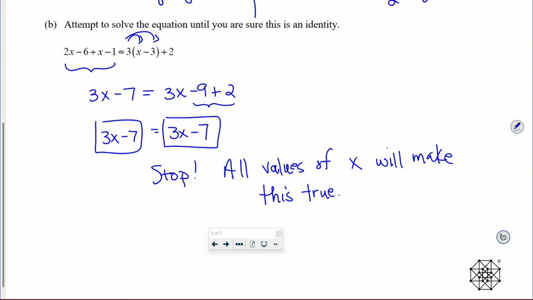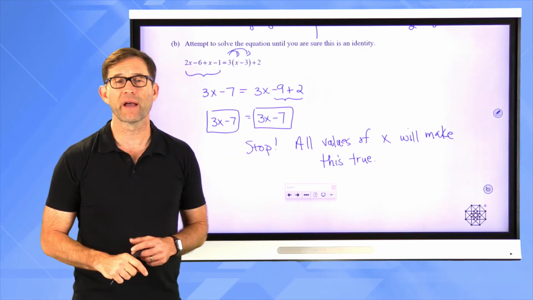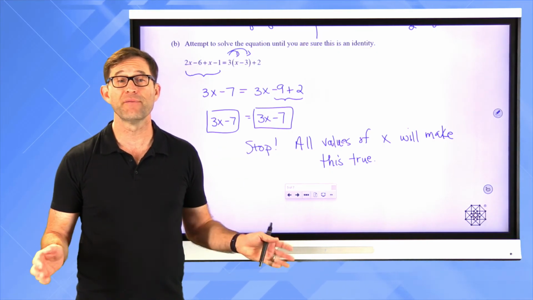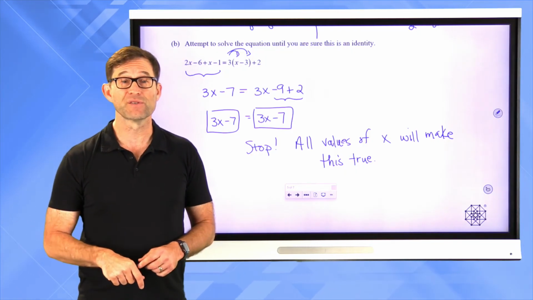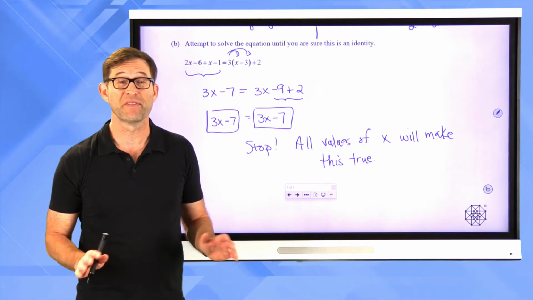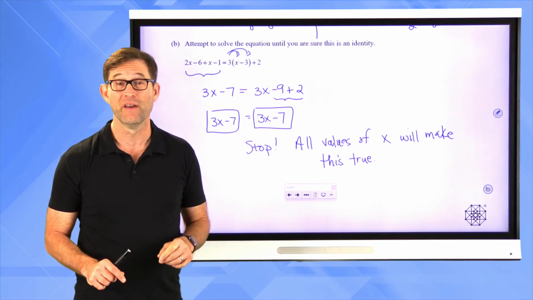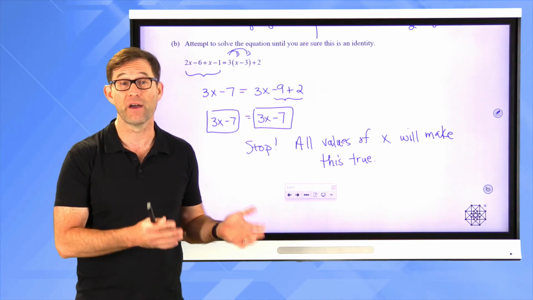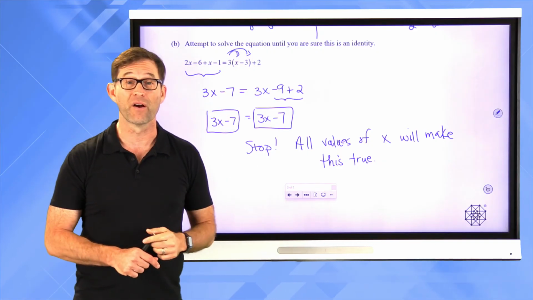One of the reasons that I say stop is that some students will subtract 3x from both sides and they'll get -7 equals -7, and then they'll say, well, x equals -7 is the solution. And by the way, -7 is a solution to this equation, but that has nothing to do with the fact that there's a -7 on both sides of this equation. That has to do with the fact that every value of x is a solution to this equation, including the two that we looked at up there, all right?